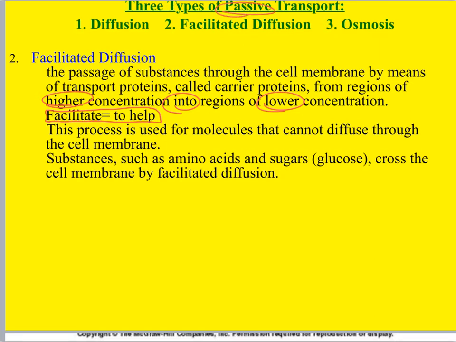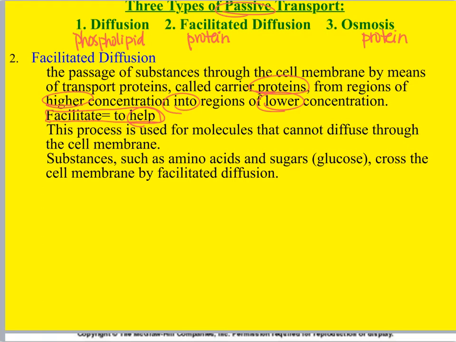But the difference is it has a helper. It has a facilitator, and that facilitator is a protein. So basically facilitated diffusion is diffusion through a protein. Regular diffusion goes through the phospholipid part of the cell membrane, and facilitated diffusion goes through the protein part. Osmosis is a type of facilitated diffusion, so it also moves through the protein part. So if you look up here, you can see that diffusion goes through the phospholipid part, and facilitated diffusion and osmosis go through a protein.